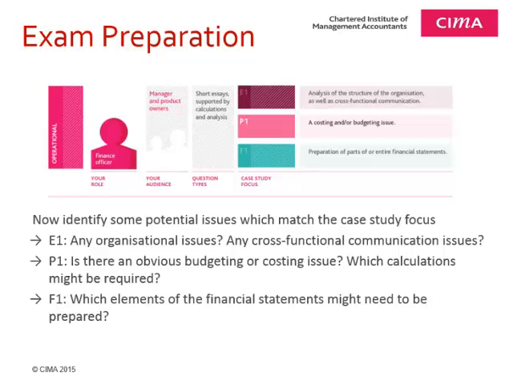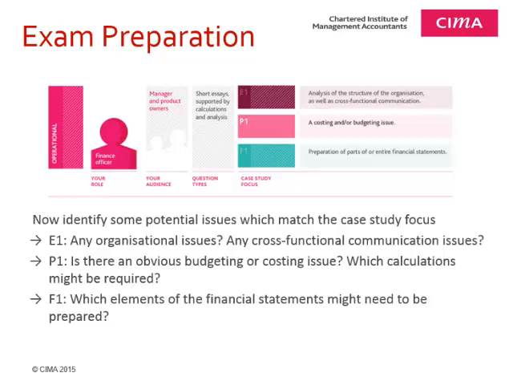So when we look at the individual elements of the level, for example E1, the case study focus is going to be the analysis of the structure of the organization as well as cross-functional communication. In P1, the case study focus is going to be on a costing or a budgeting issue, and in F1, preparation of parts or entire financial statements.